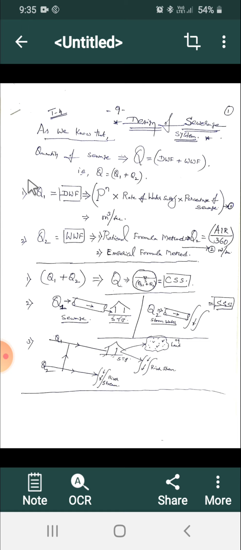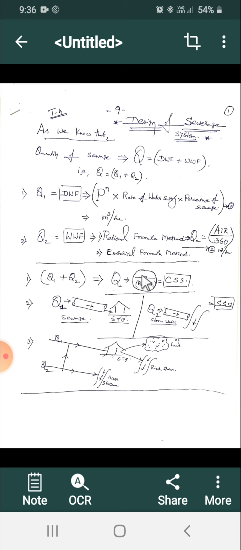Remember it. What is DWF and WWF? I am repeating many times. Don't get bored. Please remember that. I am repeating many times because the subject is like this only. In future, we are going to come across varieties of problems.